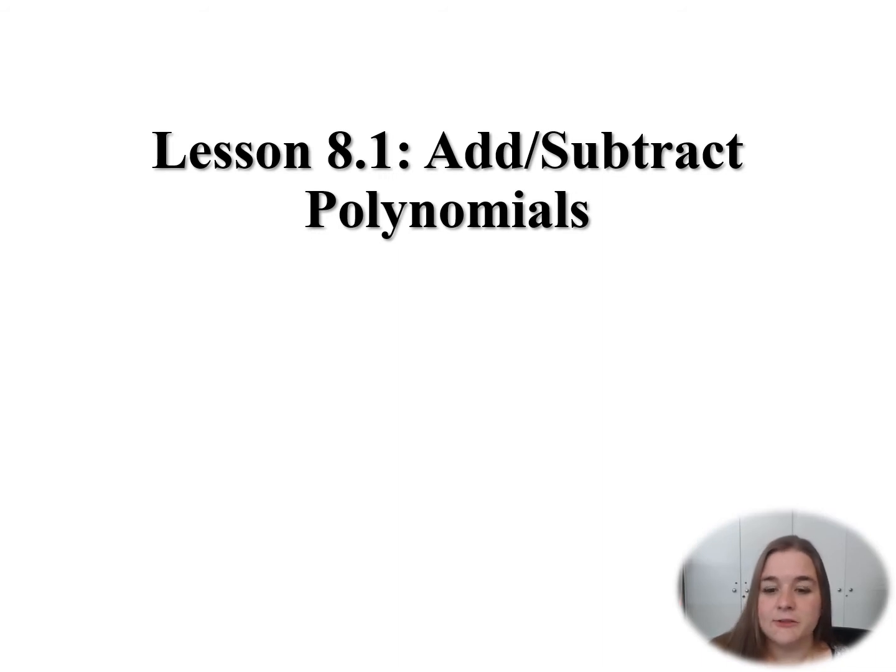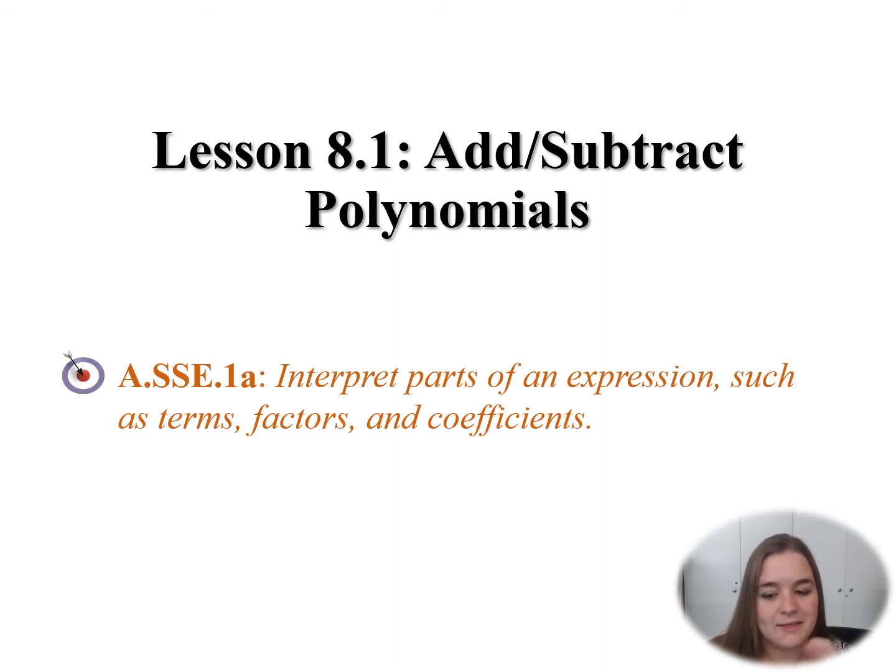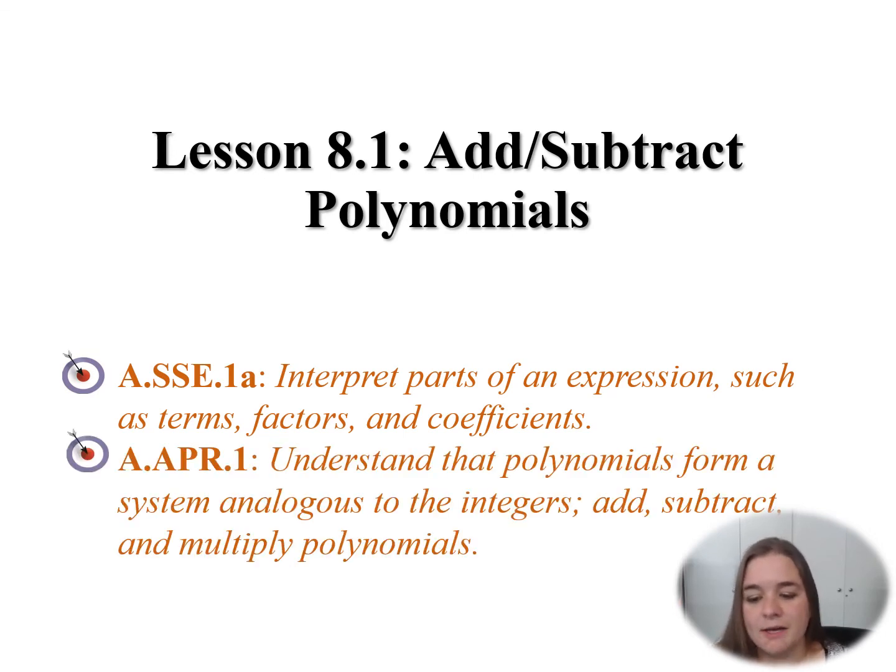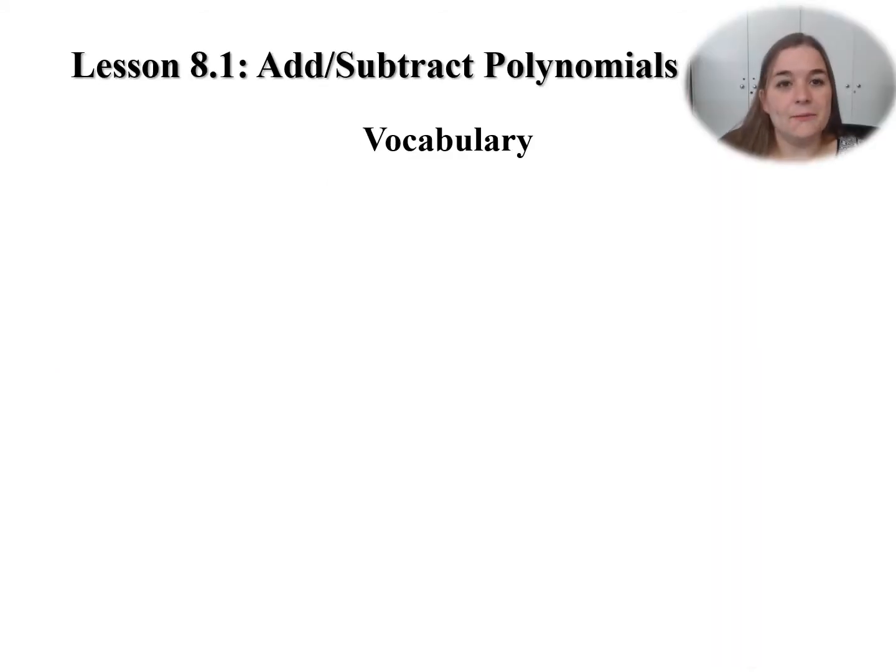For this unit, the two skills we're going to start working on are interpreting parts of the expression, such as terms, factors, and coefficients, and understanding that polynomials form a system analogous to integers. So we're going to talk about polynomials, but we know that they follow the same rules as integers or numbers when we're dealing with expressions and equations. To do that, we have some vocab terms.